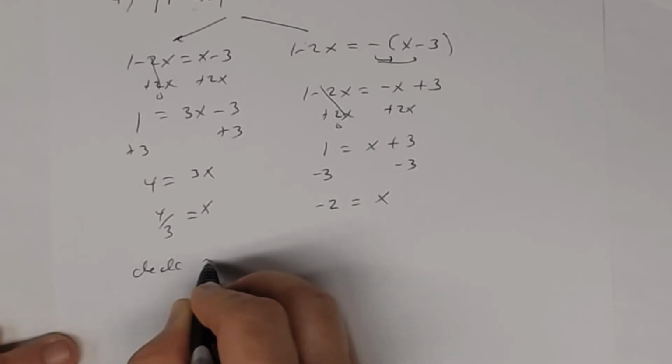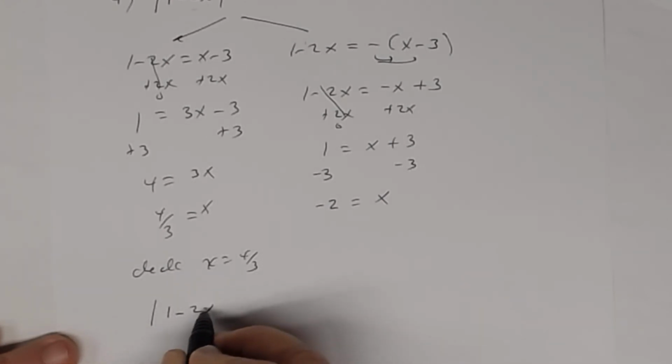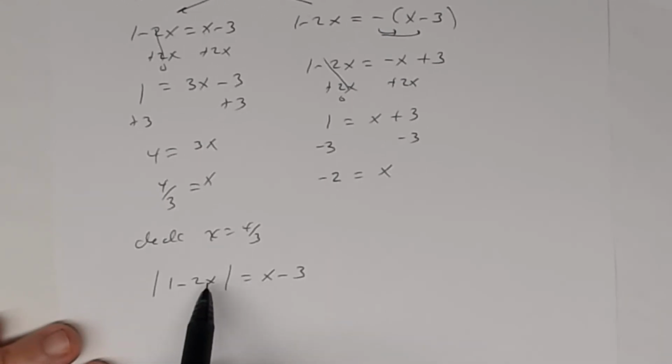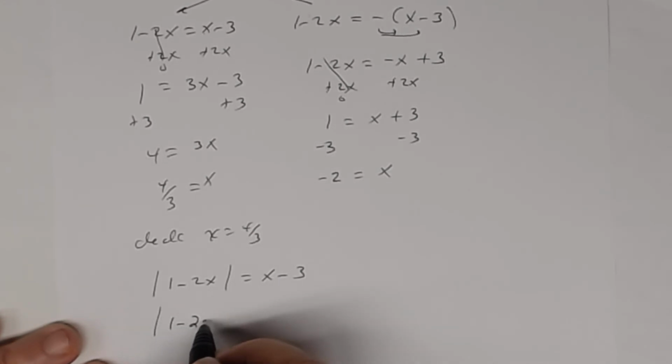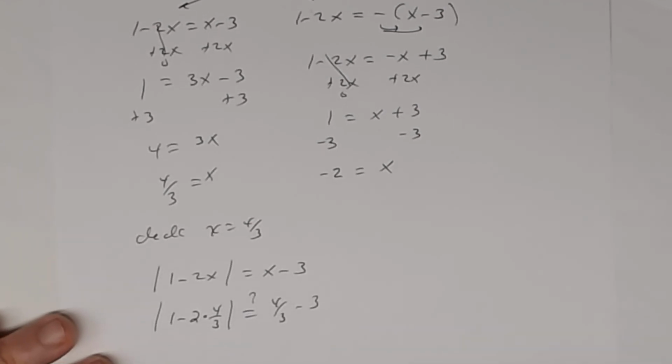All right, so let's check x equal 4/3. Go back to the original: the absolute value of 1 minus 2x is equal to x minus 3. So in place of x, you're going to substitute 4/3. So I get the absolute value of 1 minus 2 times 4/3, right? And I want to see if that's going to equal 4/3 minus 3.